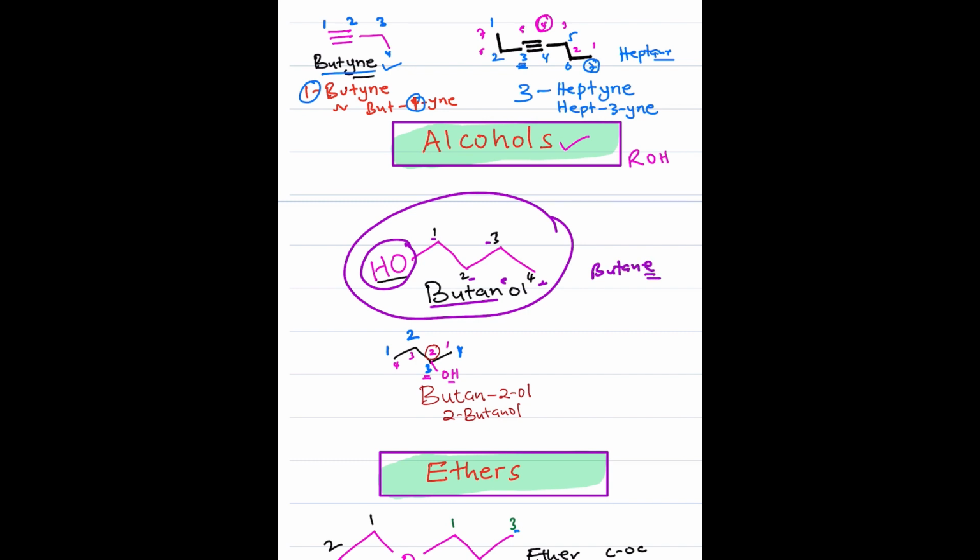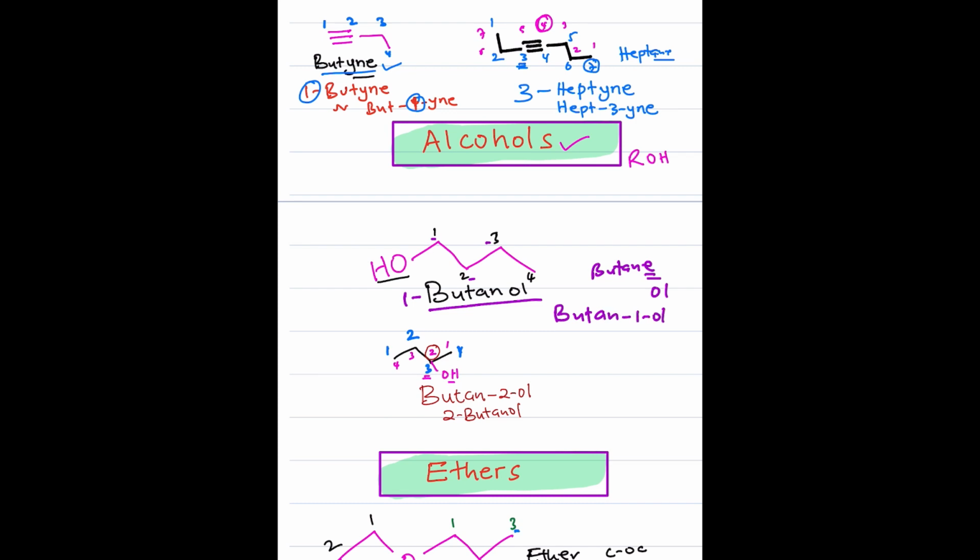You change that and replace that with ol. And now the name becomes butanol. And because it's on position number 1, we could say 1-butanol, or we don't have to show that one. Or you could say butane 1-ol.